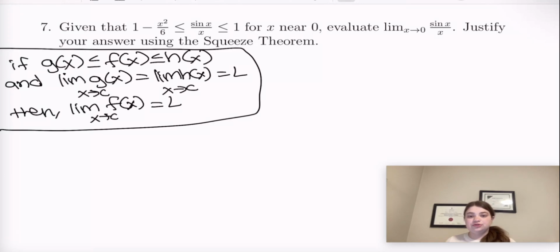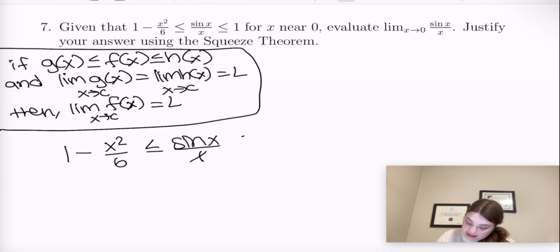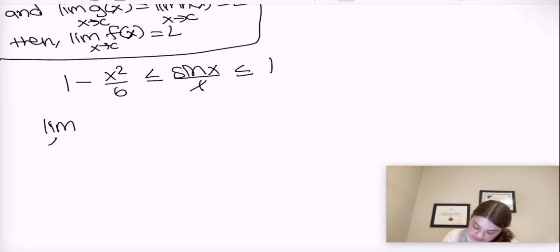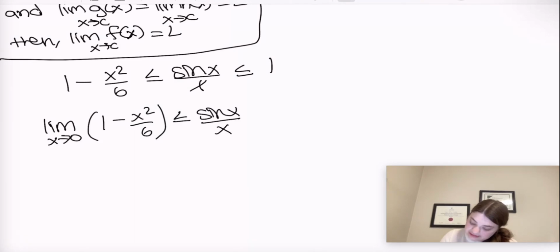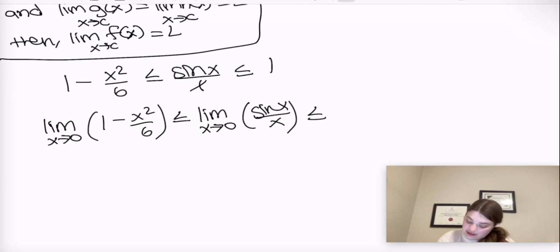Well, what I'm going to first do is take the limit of all the sides here. So we originally have 1 minus x squared over 6 is less than or equal to sine x over x, less than or equal to 1. So if I take the limit as x approaches 0 on all sides, limit as x approaches 0 of 1 minus x squared over 6, less than or equal to, oh, I forgot my limit there, the limit as x approaches 0 of sine x over x, less than or equal to the limit as x approaches 0 of 1.